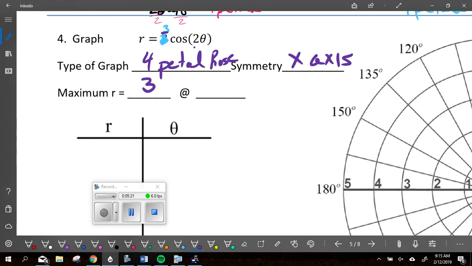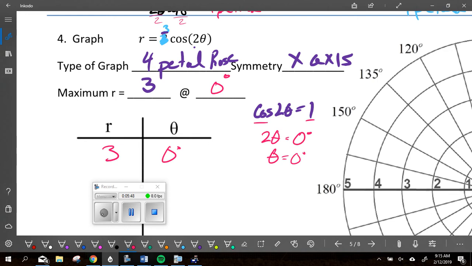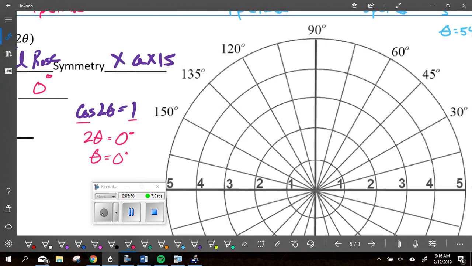What we are doing then is I want to know when cosine of 2 theta is equal to 1. Because if I plugged in 1 for cosine of 2 theta, that would give you your maximum of 3. We're going to solve from there. And so we are going to figure out when cosine is 1. So 2 theta is going to be equal to 0 degrees. If 2 theta is equal to 0, then theta is just equal to 0. That tells me one rose petal is at (3, 0 degrees).